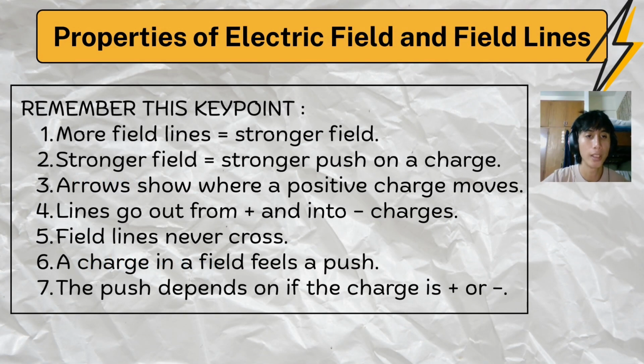Next, properties of electric field and field lines. Remember these key points. First, more field lines equals a stronger field. Second, a stronger field equals a stronger push on a charge. Third, the arrow shows where a positive charge moves.